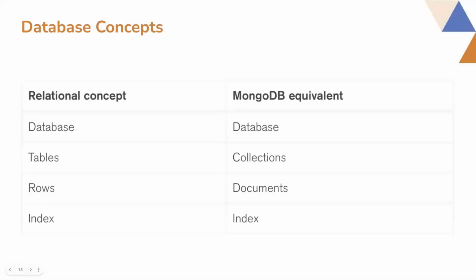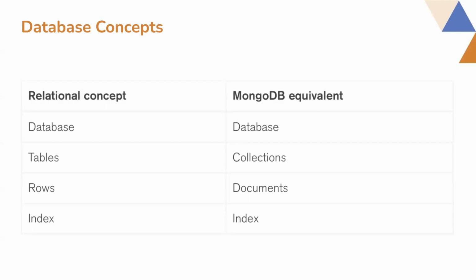In a relational database, there is the database, and it also has tables. Tables are like a spreadsheet with rows and columns, and each row is an entry or a record, and indexing helps us find that specific record.